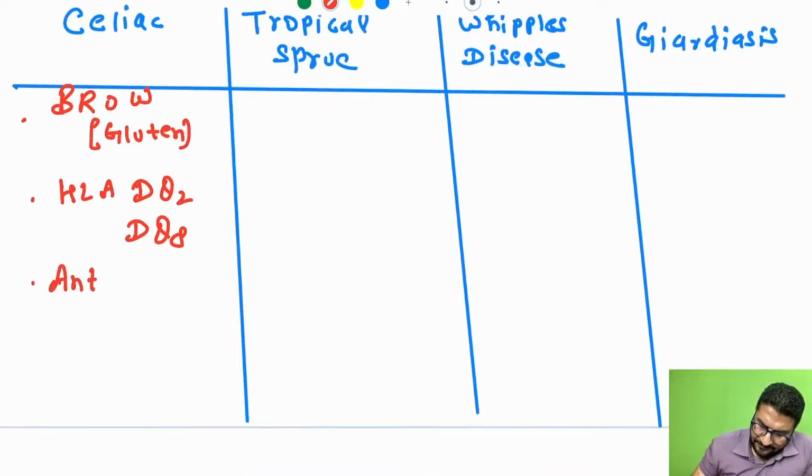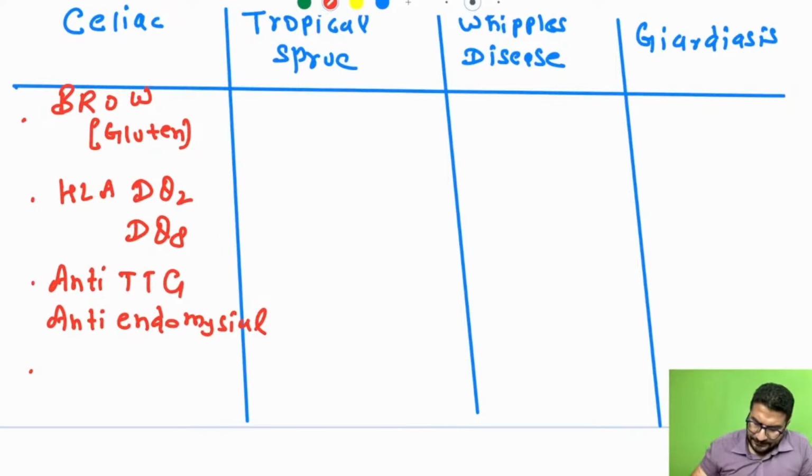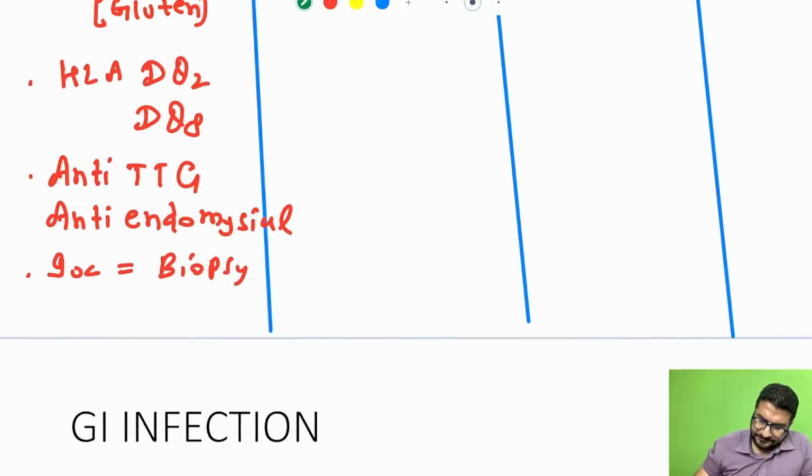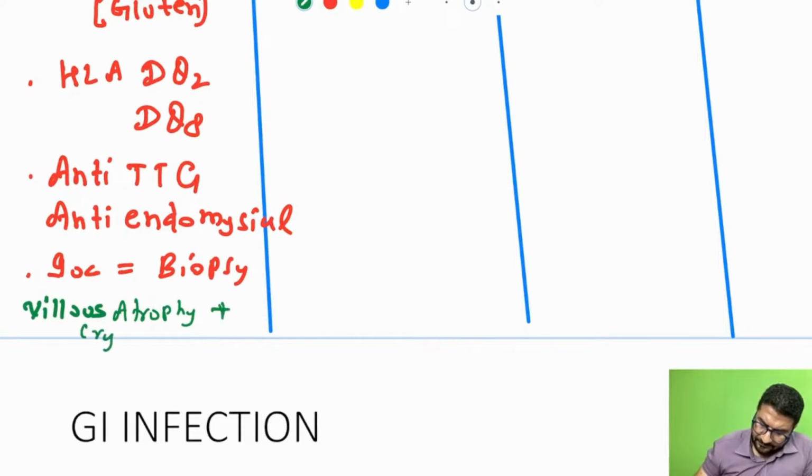Third important thing they ask in celiac sprue is names of antibody. So we have anti-TTG, which we use in practice. It is a sensitive antibody. And we have anti-endomysial. Fourth thing they ask you is what is the investigation of choice. It is biopsy. And in biopsy what you will find? Villus atrophy and crypt hyperplasia.